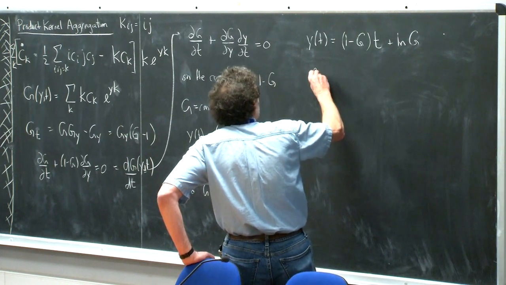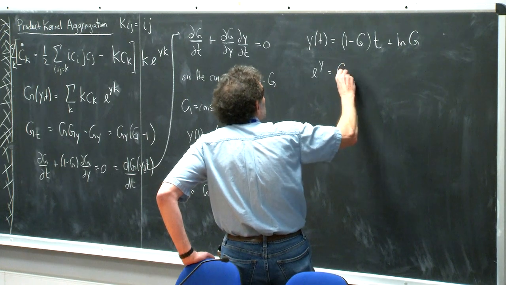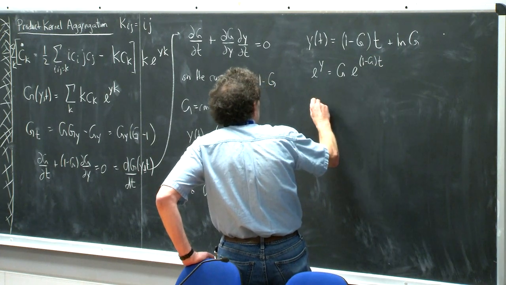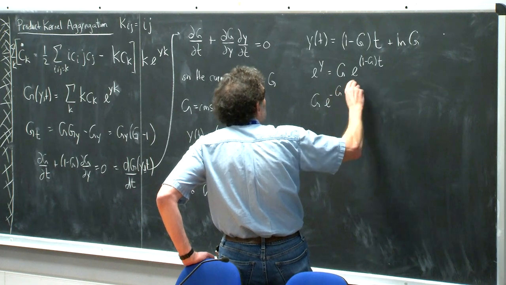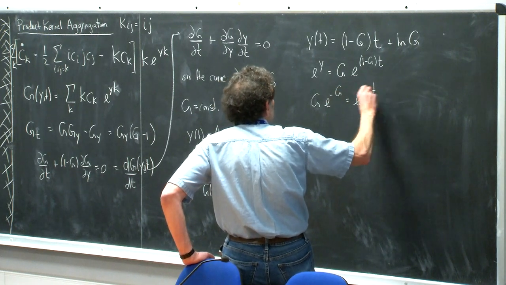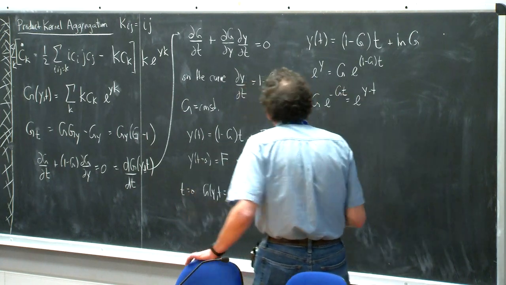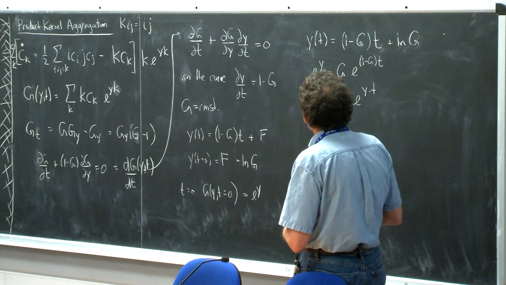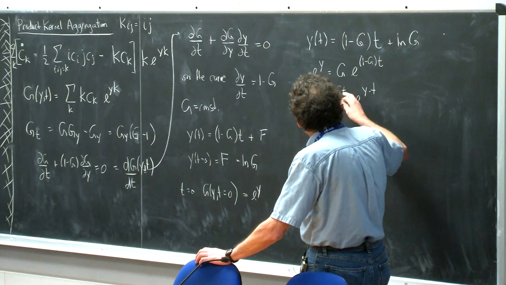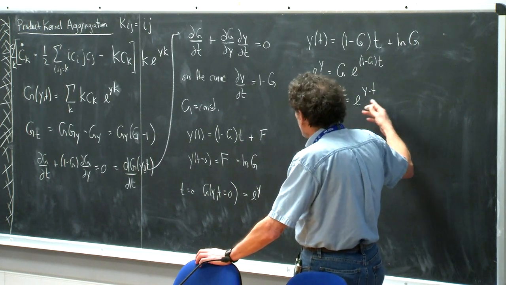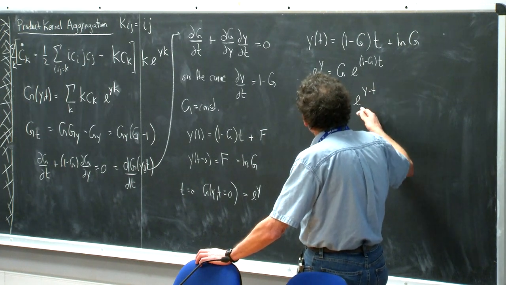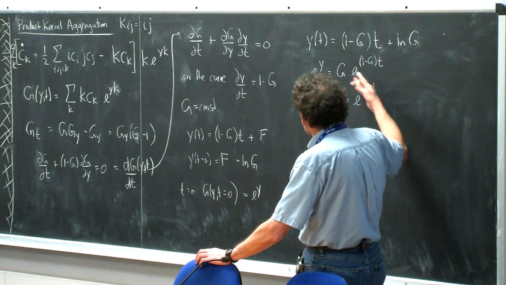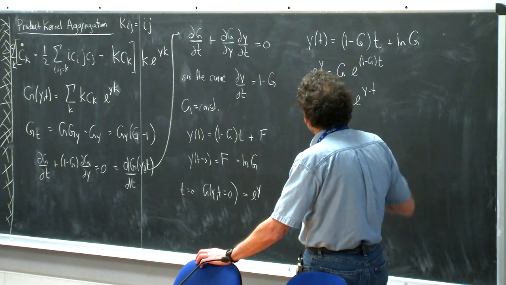So let's exponentiate this. We'll get e to the y is equal to g times e to the 1 minus g t. Or g e to the minus g is equal to e to the y minus t. This is an implicit solution for the generating function. We have this complicated function of g as some function of time, so in some sense we have time as a function of the generating function. But what we want is the generating function as a function of time. So we want to invert this function to figure out g as a function of time.